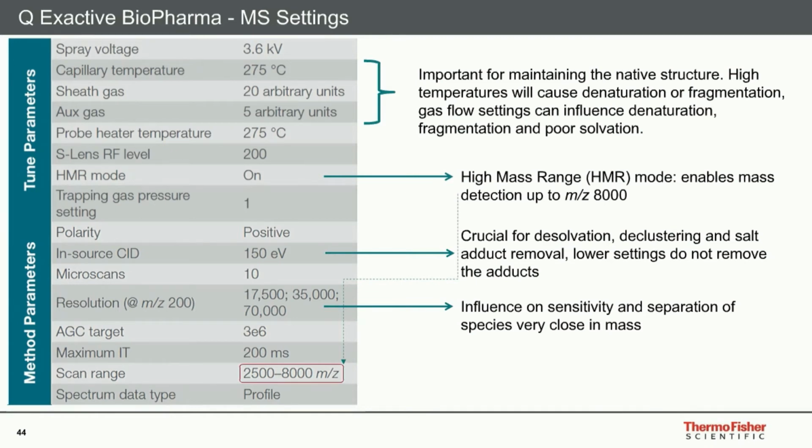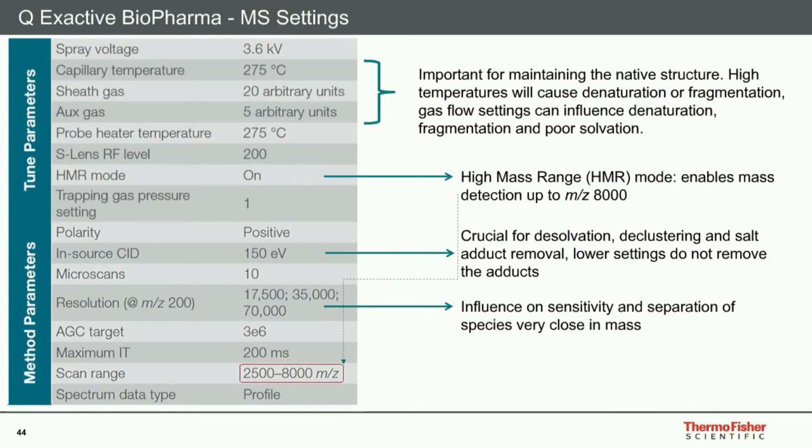And when we look at the mass range that's required, the Q Exactive BioPharma offers the so-called HMR mode, that stands for high mass range, and that opens up the detection capability beyond 6,000 all the way to 8,000, which is perfectly suitable for analysis under native conditions. And you see that also in the second line from the bottom, the scan range 2,500 to 8,000. That's what we set it to because the HMR mode allowed us to set that.